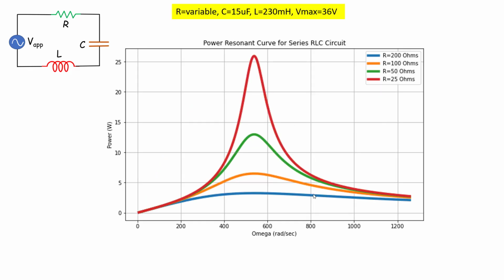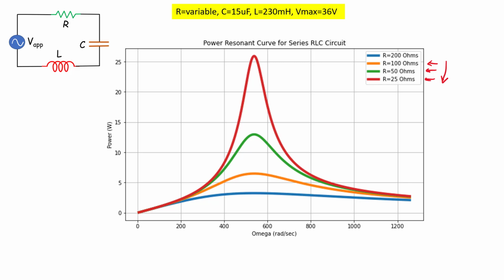The blue curve is still down over here at the bottom. It's the same curve I showed you on the previous slide, except now I have different values of the resistance, and the resistances are all getting smaller. So the red one here has a resistance of 25 ohms. What do you notice about those curves?